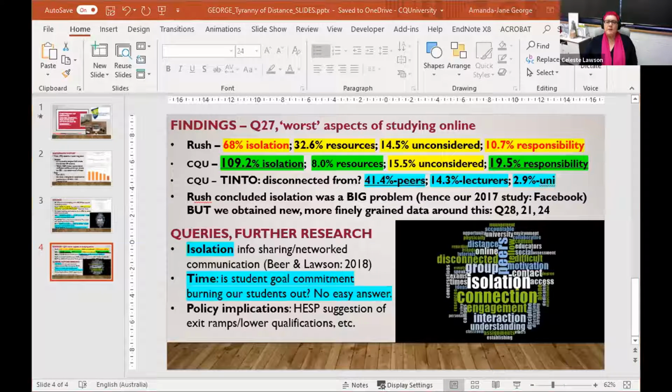So does anyone have any questions? I'm looking for raised hands. I'm looking for comments. I can see a comment that's been posted by Ray and some other research that's been posted about student attrition. Thanks, Ray. Anyone got any questions?